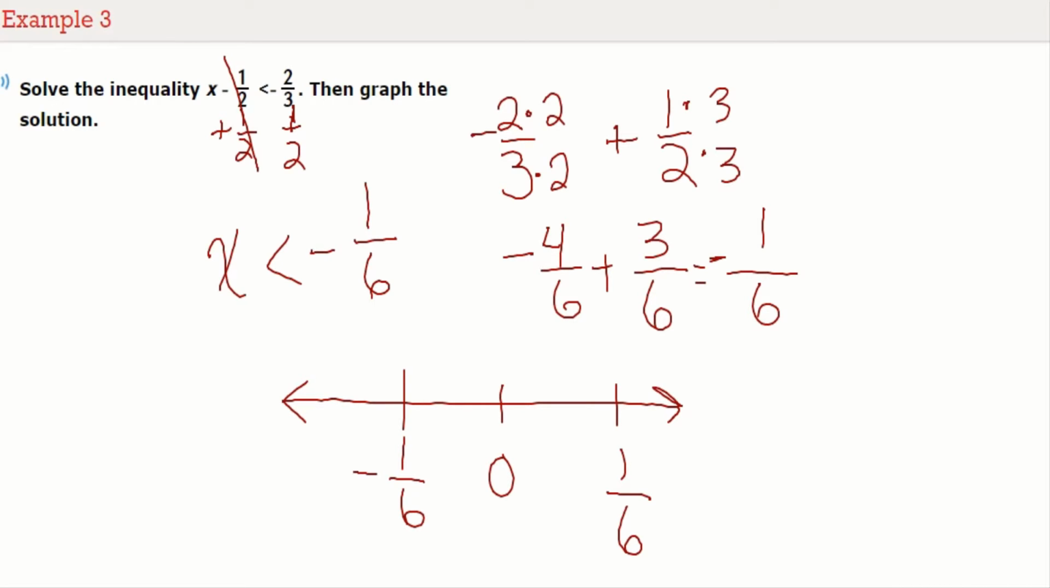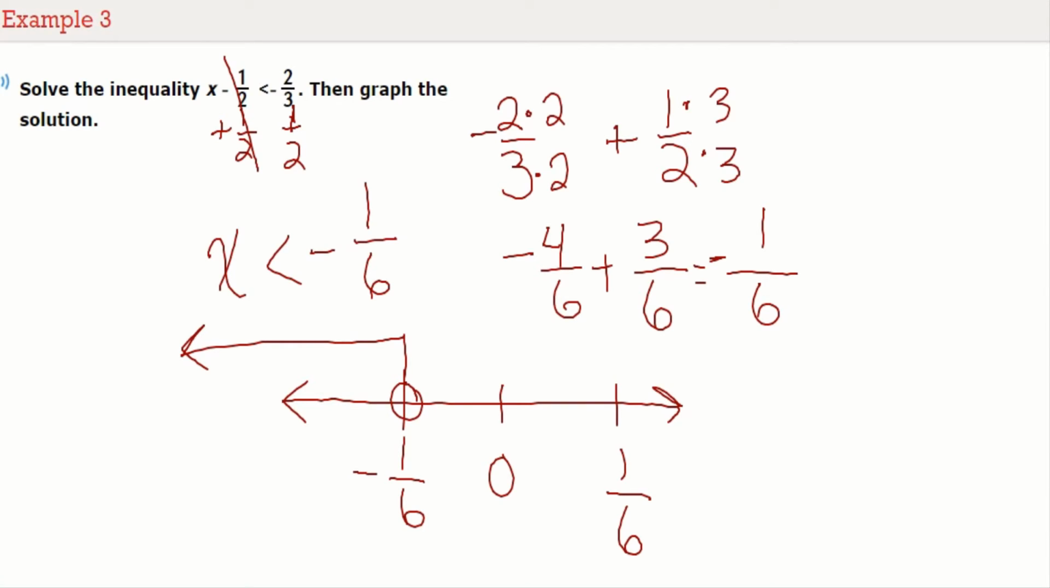Now we have to figure out where a point is supposed to be, and then we have to figure out if it's going to be open or closed. In this case, it's going to be open because it does not say or equal to. That means negative 1/6 is not included. Now I have to figure out what direction I'm going to shade in. If you read it correctly, it says x is less than negative 1/6. So I need to shade in the less than direction.